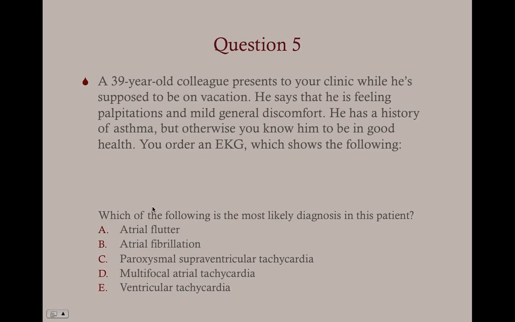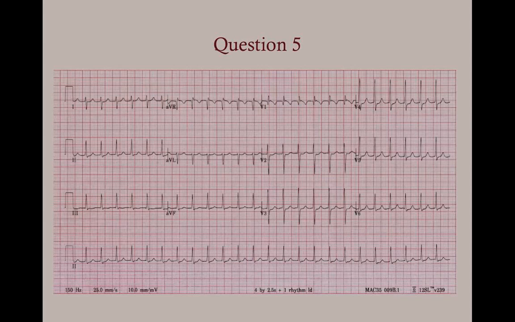Okay, so TPA. A 39-year-old colleague presents to your clinic while he's supposed to be on vacation. He says that he's feeling palpitations and mild general discomfort. He has a history of asthma, but otherwise you know him to be in good health. You order an EKG which shows the following. So this is a guy you know, and he's stable, and he just has some chest pain and some palpitations. And you got an EKG, and this is what it shows.